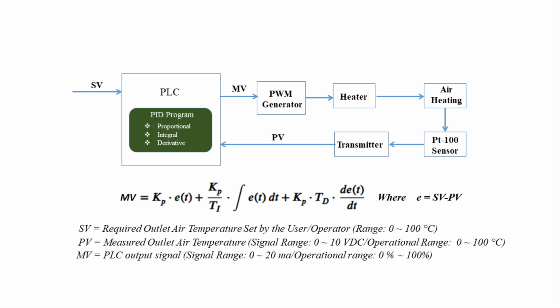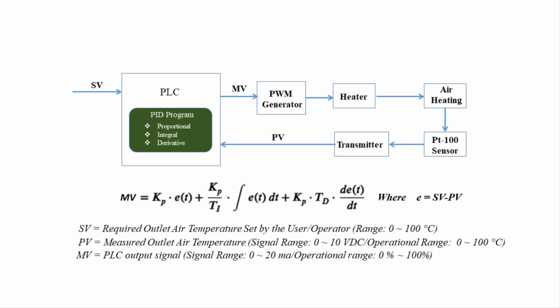The PLC provides output in the form of an electronic signal of 0 to 20 milliamps, but during process operation, we monitor this PLC output in the form of a percentage value, considering the total range from 0 to 100%.